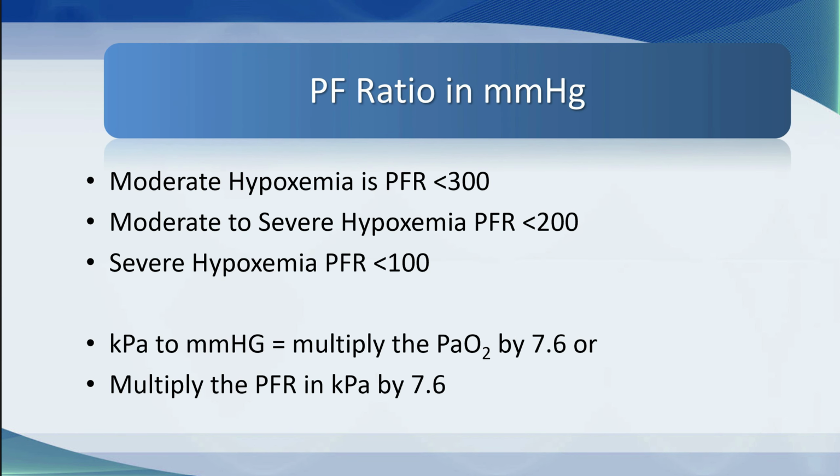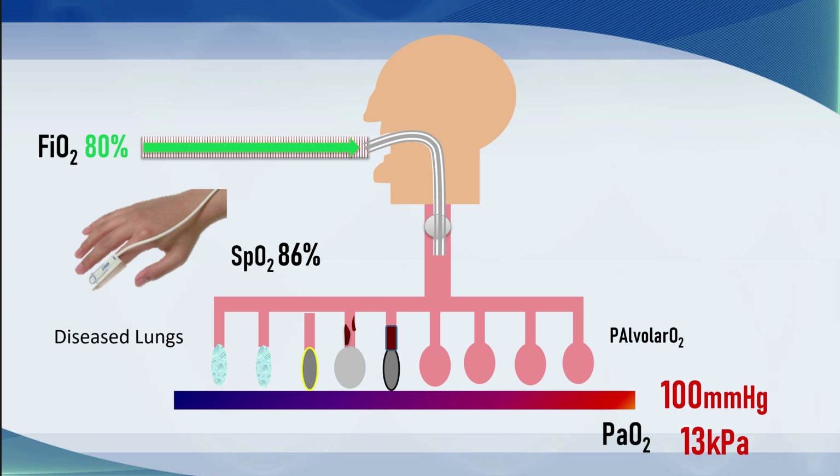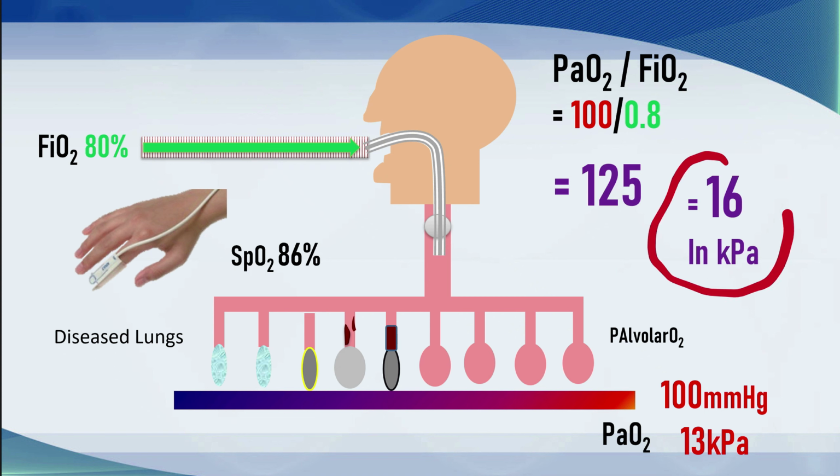If you're living in the millimeters of mercury world, moderate hypoxemia is less than 300, moderate to severe is less than 200, and severe hypoxemia is a PF ratio of less than 100. If you want to convert it to kilopascals, you divide by 7.6, or multiply the kilopascals by 7.6 to get the millimeters of mercury. And this is what you get: a patient on 80% oxygen with an arterial oxygen tension of 100 millimeters of mercury, or 13 kilopascals. The PF ratio here is 100 divided by 0.8, or 125, or 16 in kilopascals, or in other words, 16% of the inspired oxygen is actually getting to the alveoli.